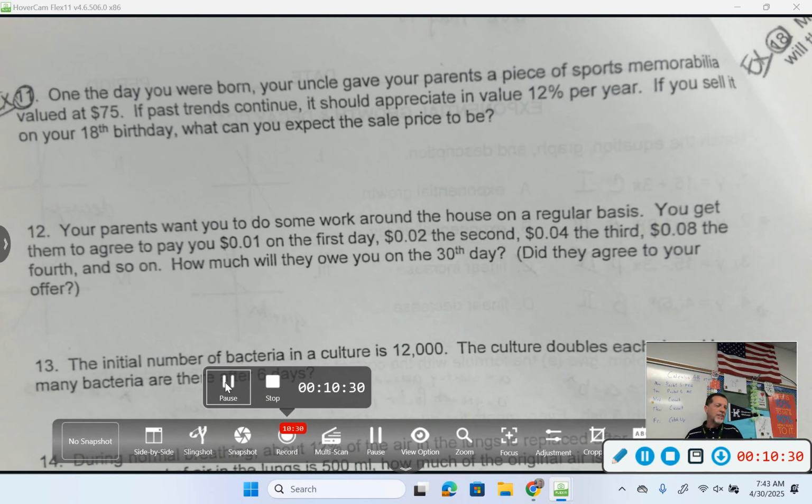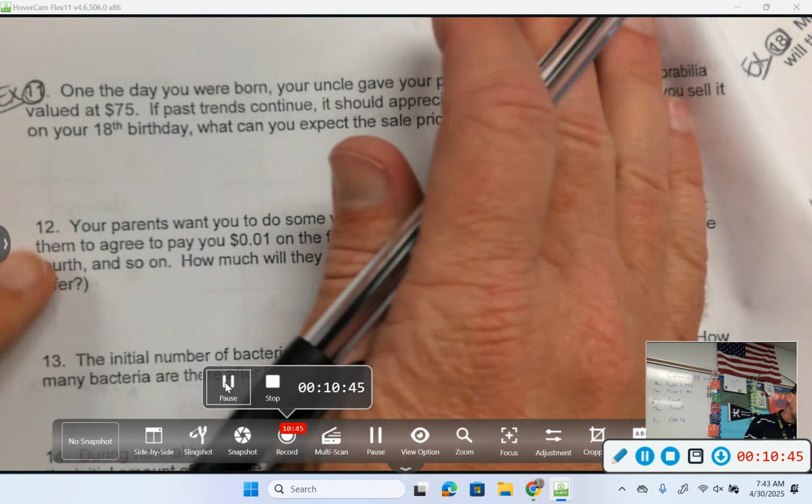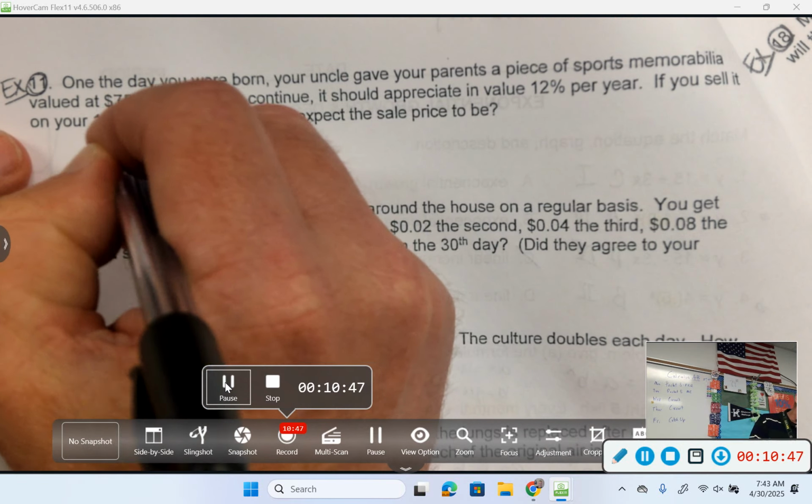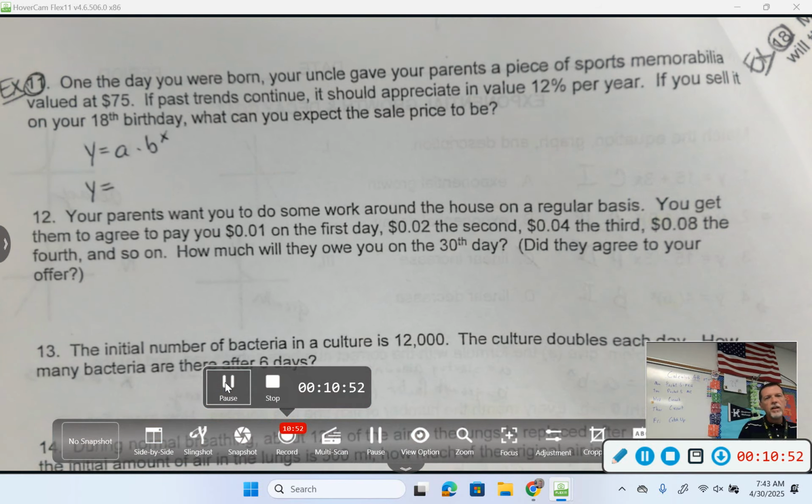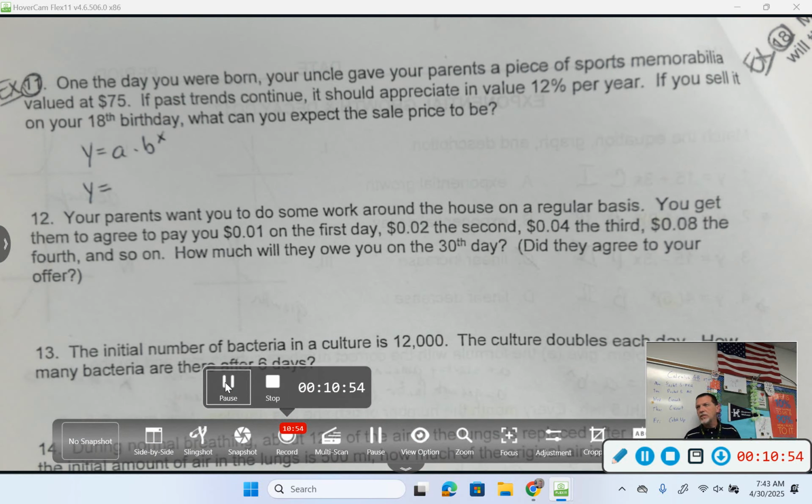All right, number 11 at the top of the next page. On the day you were born, your uncle gave your parents a piece of sports memorabilia valued at $75. If past trends continue, it should appreciate in value 12% per year. If you sell it on your 18th birthday, what can you expect the sale price to be? A times B to the X. So what's our starting point? How much is it worth on day one here? 75.